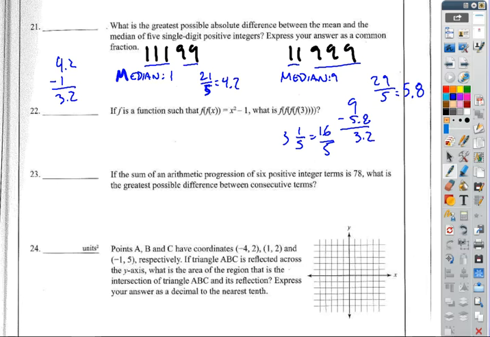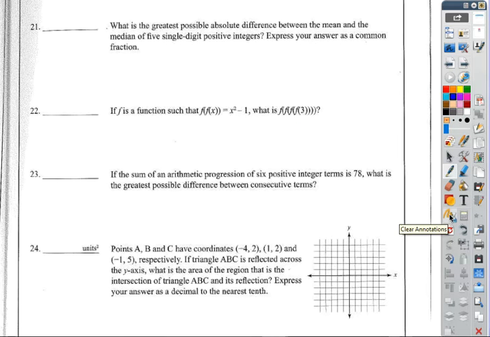All right, so let's take a look at number 22. And 22 is kind of a problem that's trying to make it seem more difficult than it really is. Because personally, I find parentheses scary, and I know you do too. So we have f of x is equal to x squared minus 1. And so we have f of f of 3. Well, f of f of 3 is actually just two groups of f of x, right? So really, we're just going to look at this piece here, and then we're going to look at this piece here.